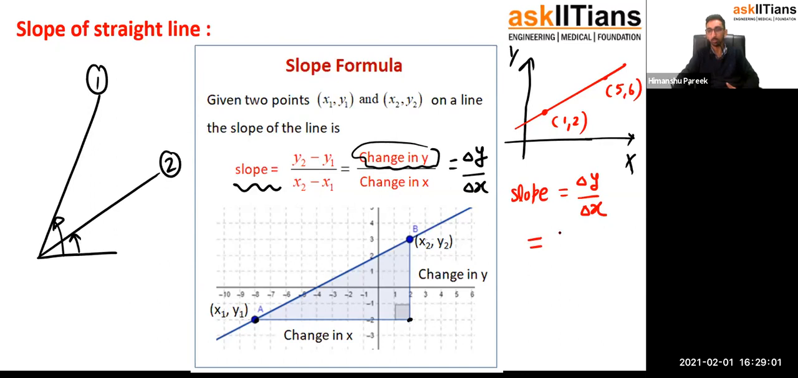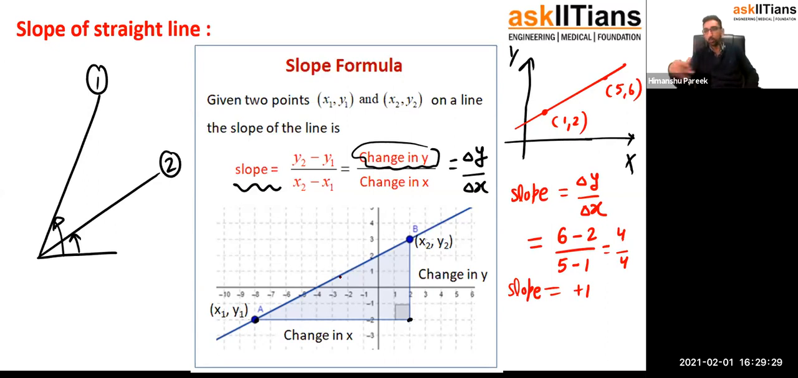So you see one thing. What is the change in y? Final is 6, initial is 2, divided by the x change. Final is 5, initial is 1. 6 minus 2 is 4. 5 minus 1 is 4. So slope is equal to 4 by 4, which is plus 1. So that is the meaning of the slope of a straight line. Got my point? Okay.